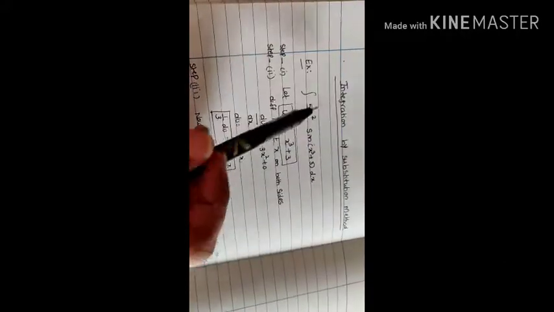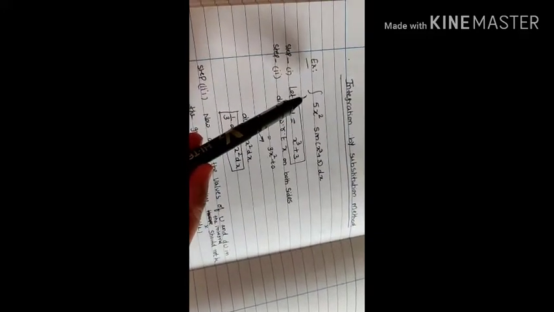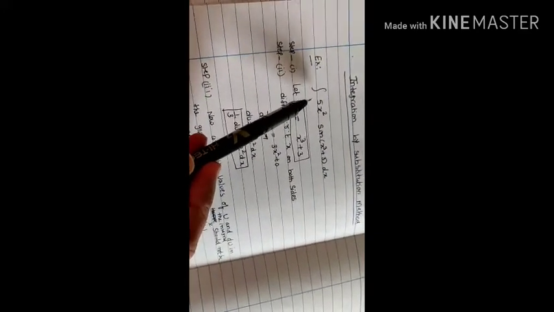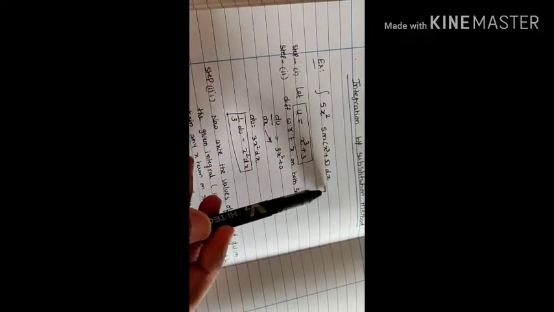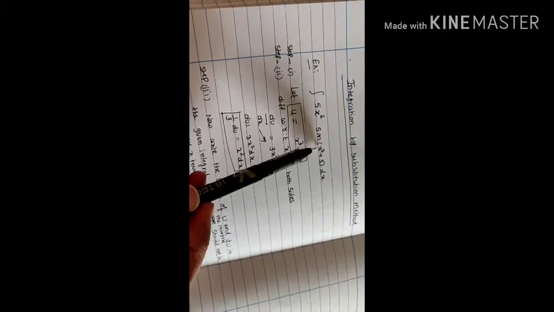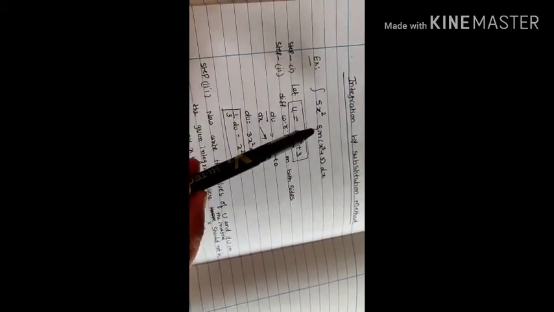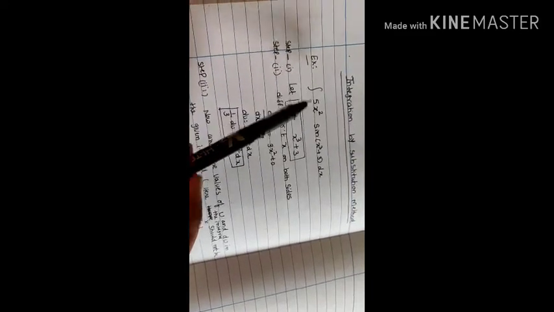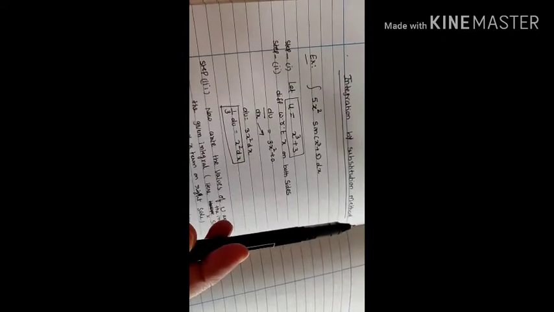Integration by substitution method. When will we use this method? Suppose, for this example, the integral of 5x square sine of x cube plus 3 dx. It is a product of two functions. When you see a product, you have to evaluate that integral using either the substitution method or the by parts method.